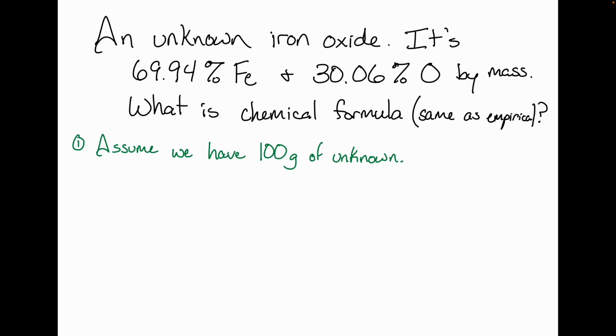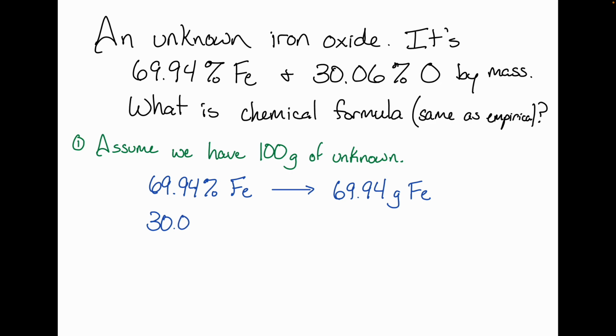Okay? So why is that? Well, if I have a 69.94% iron sample, and I have 100 grams of that sample, how many grams of iron do I have? 69.94 grams. And likewise, if I have 30.06% oxygen in this sample, and it's 100 grams, that's the same as having 30.06 grams of oxygen.